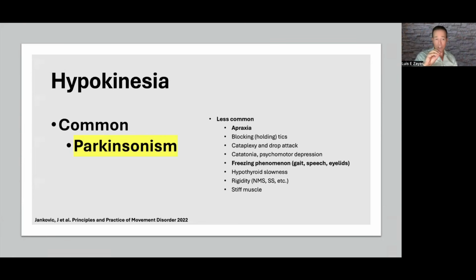Now, Parkinsonism is the most common cause of hypokinesia, more than 50% of the time. The rest is all these things that you see here, which I don't have the time to talk about, but Parkinsonism is by far the most common one. And if you ask me what is the most common cause of Parkinsonism and you just want to guess, you can say Parkinson's disease, and you will be right approximately 70% of the time. The rest will be something else.